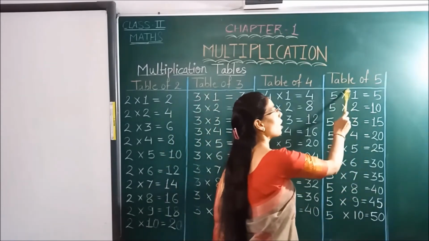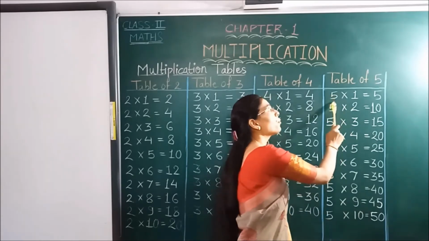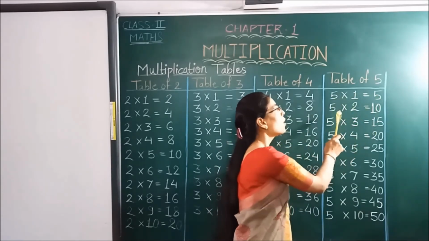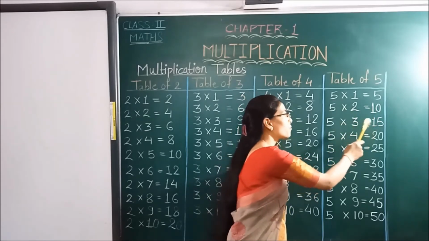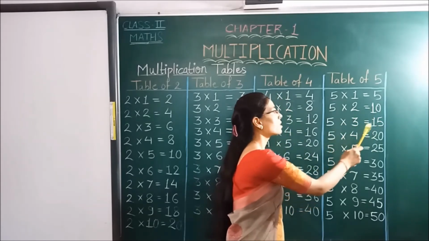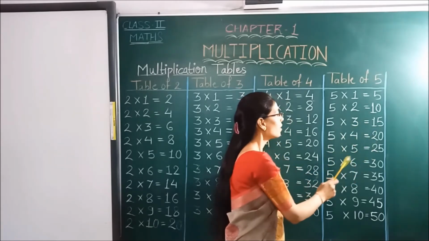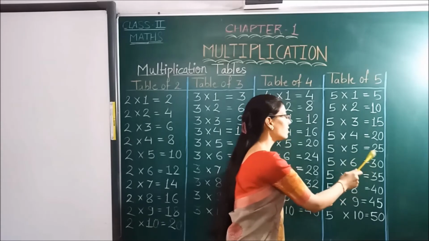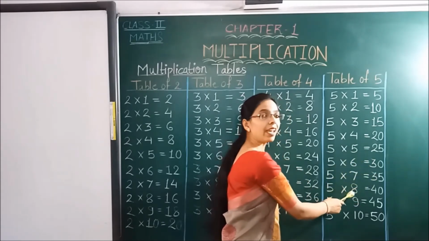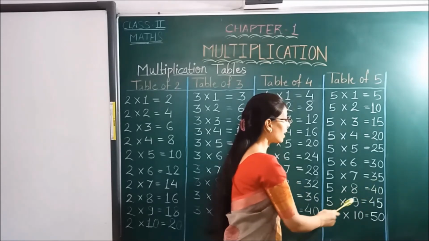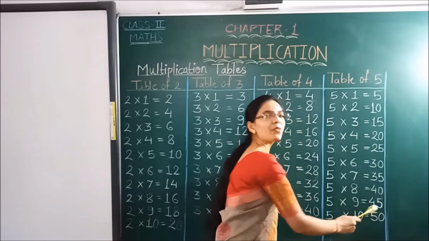Okay, then table of 5. Okay, you have to repeat after me. 5 ones are 5. 5 twos are 10. 5 threes are 15. 5 fours are 20. 5 fives are 25. 5 sixes are 30. 5 sevens are 35. 5 eights are 40. 5 nines are 45. 5 tens are 50.